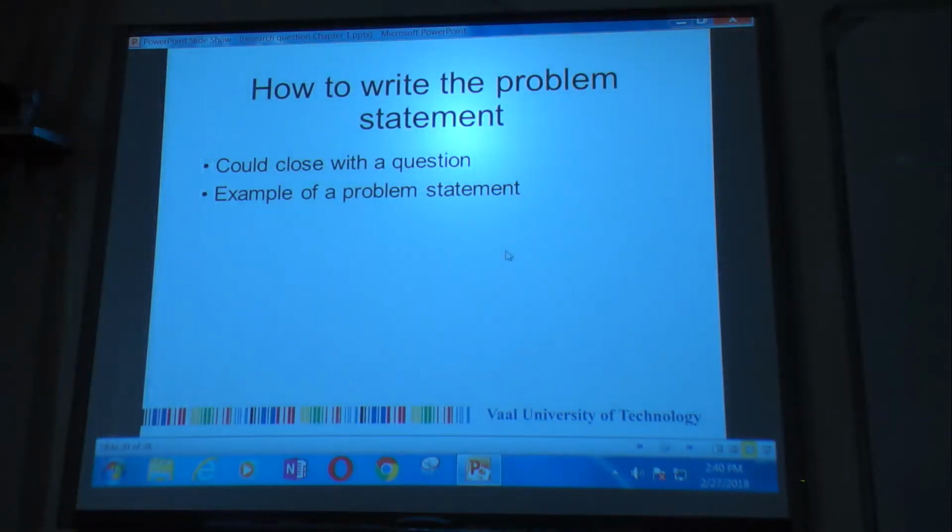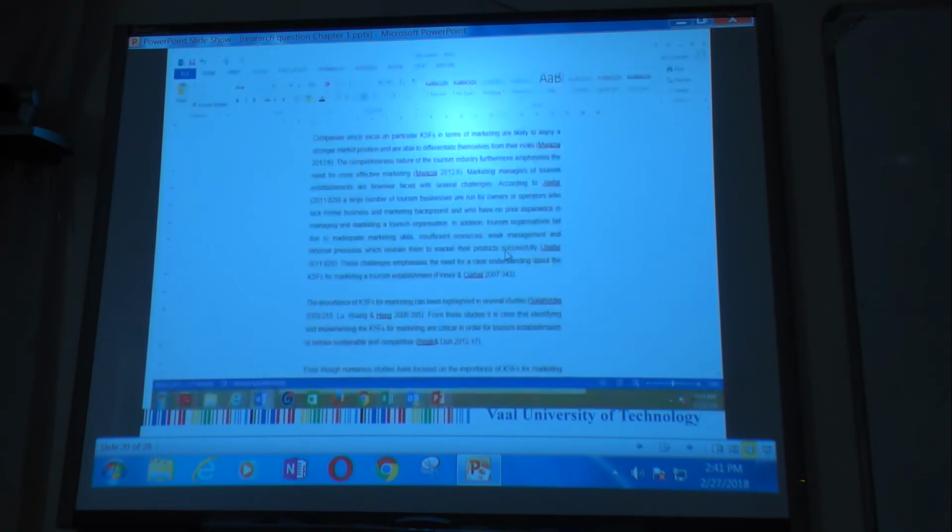So the problem statement could close with a question. I'm going to show you how that looks, and then I want to go to the example. I'm not sure if you will be able to read here. Zoom.